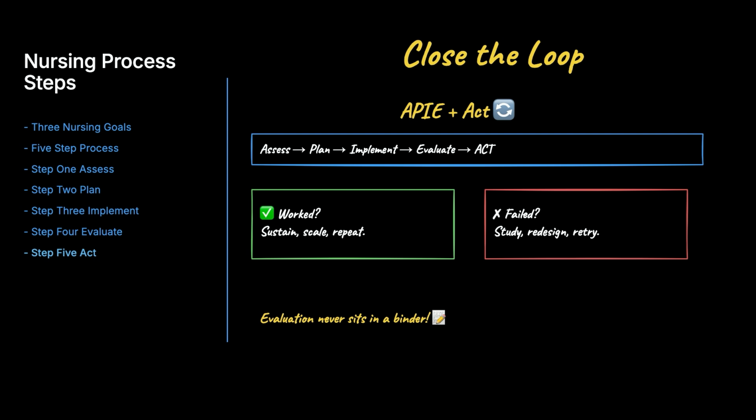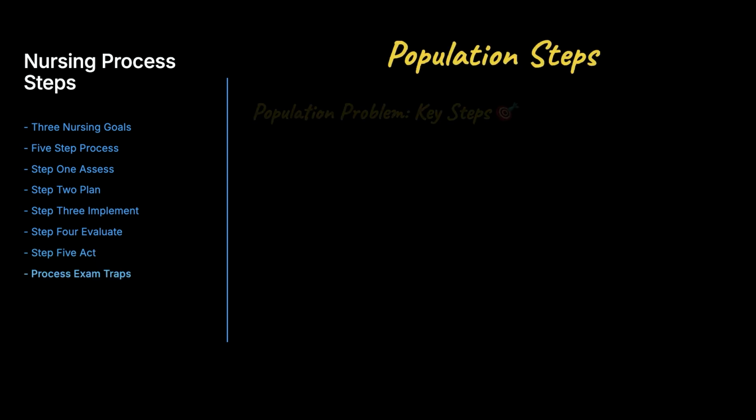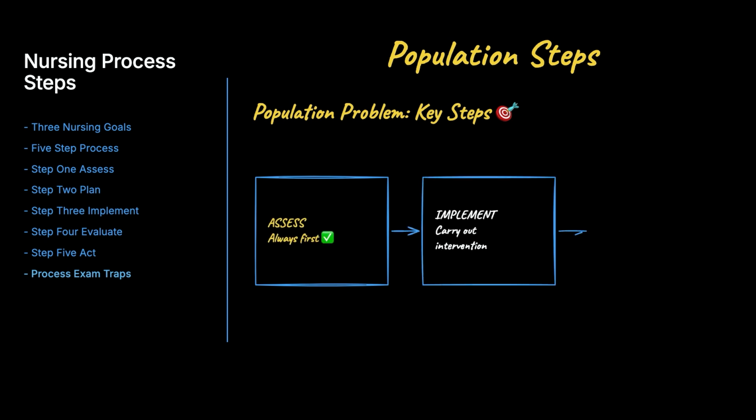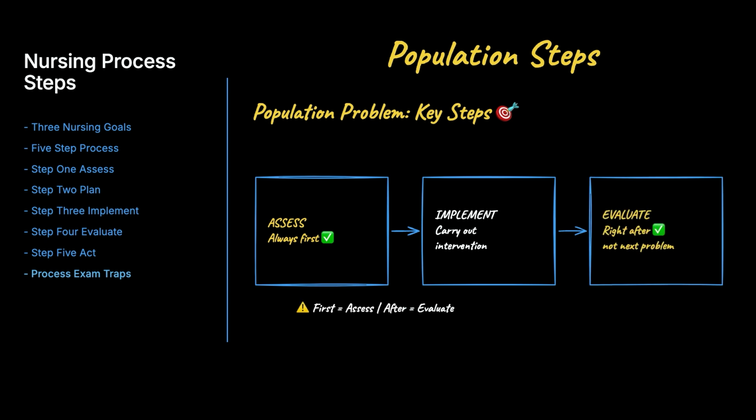To remember all 5 steps, use APIE plus ACT. Assess, plan, implement, evaluate, then act. Let me flag 2 traps here. If a stem asks for the very first step in addressing a population problem, the answer is assess, not implement and not partner. Assess always comes first. And if a stem asks what happens right after an intervention is carried out, the answer is evaluate, not the next problem.